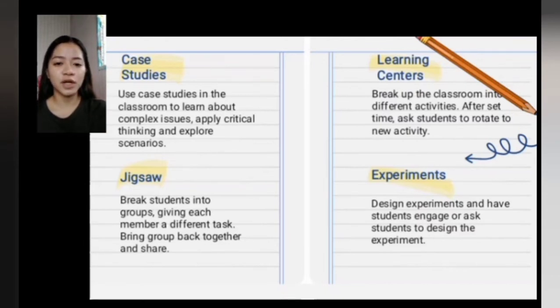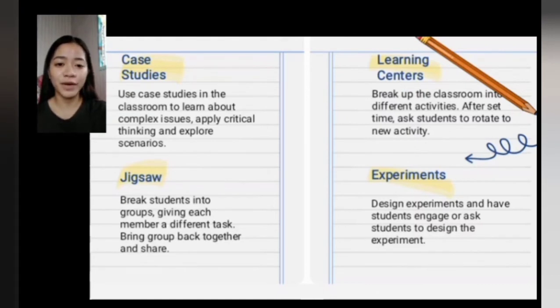So the next instructional strategy in learner-centered is the case studies. Use case studies in the classroom to learn about complex issues, apply critical thinking, and explore scenarios. So the case studies is an instructional method that refers to assigned scenarios based on situations in which the students will observe, analyze, record, conclude, implement, summarize, or recommend.